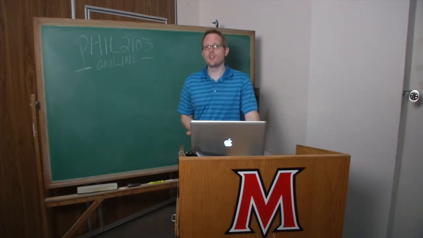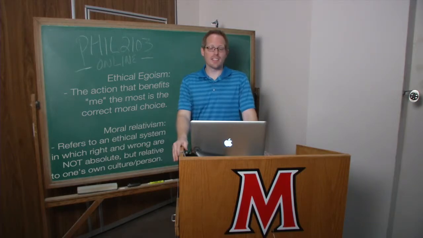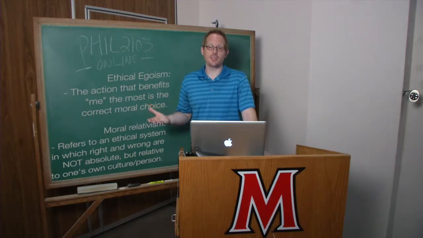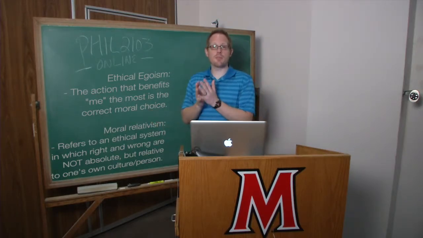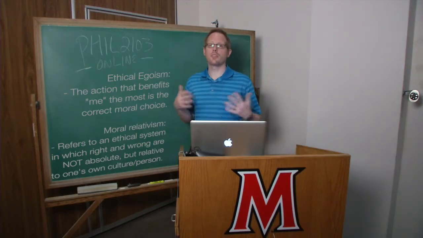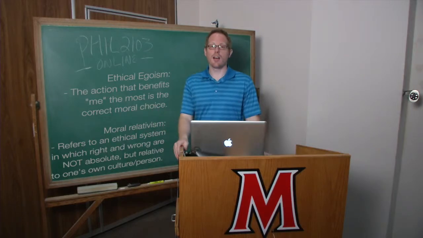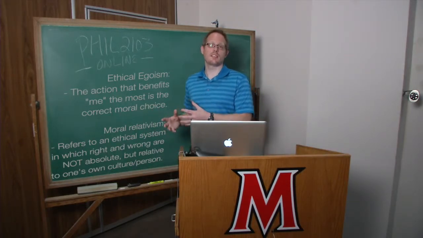The next we need to know is ethical egoism. Ethical egoism says that the action that benefits me is the right moral choice. And so an ethical egoist would be the extreme individualist who would say, as long as I benefit from this, it really doesn't matter how I got there or what the other options were. And this falls under the category of moral relativism.